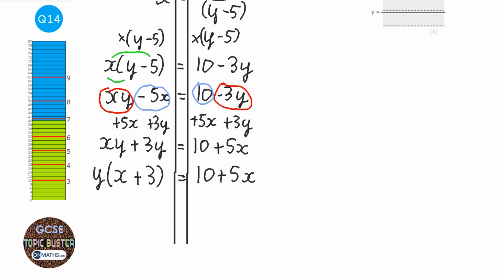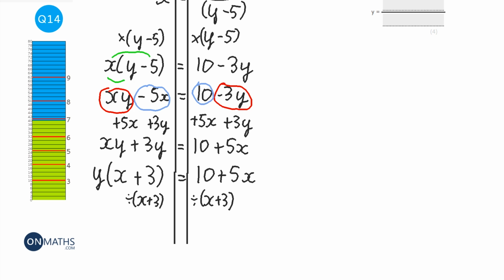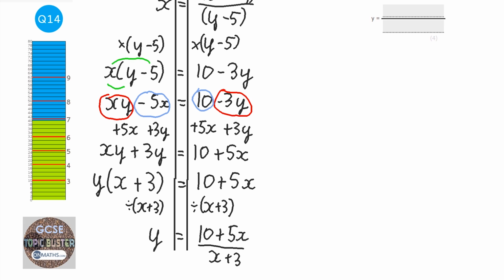And the last step here is we just divide both sides by the x plus 3. So we get y on its own. So we get y equals 10 plus 5x over x plus 3. So let's put that into our answer box. Now it can be either way around here. It could be 5x plus 10, that's absolutely fine, still the right answer, over x plus 3.